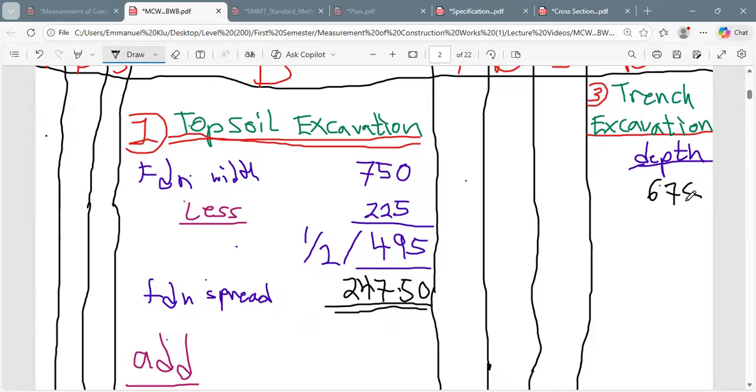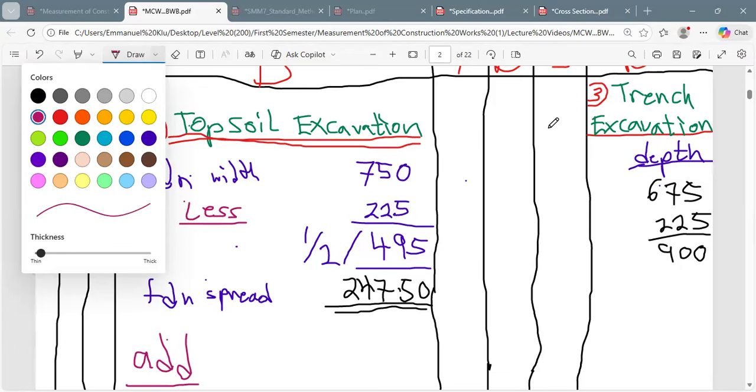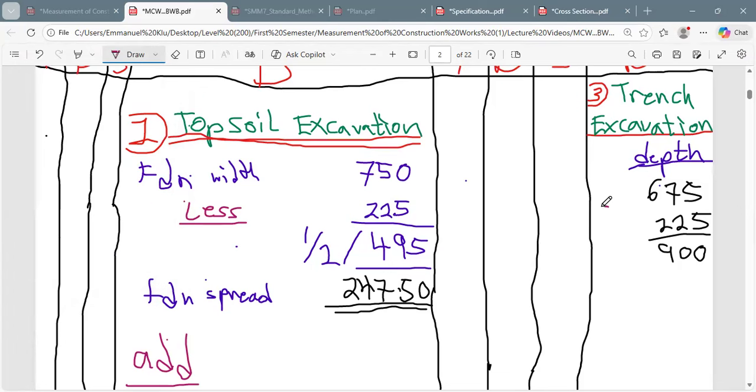675. Please remember, we are not multiplying by our hot, we are adding. So 225, we are going to add the two of them. At the end of the day, you realize we are going to get 900. So if that is the case, it implies I'm supposed to write add over here. So this becomes add.